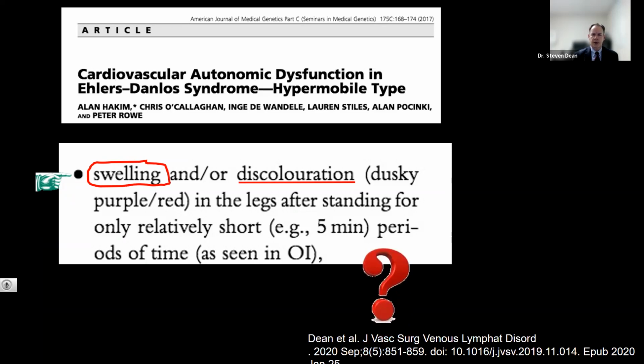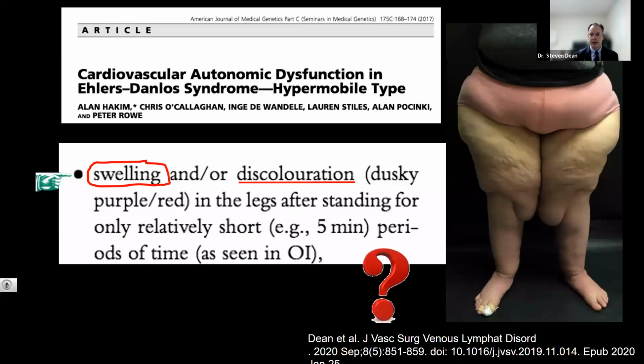So, gosh, what other disorder is associated with leg swelling and discoloration? Why, the lipedema patient. And again, this is a great example of this overlap that exists between the hypermobility spectrum disorders and lipedema. What a great example of a patient with type 2 stage 3 lipedema that is complicated by orthostatic edema. Now, what I'm pointing out here is, you note that discoloration that you see there throughout the entire calf and even going up into the lobes of the distal thighs.